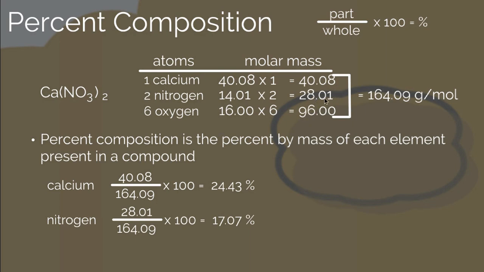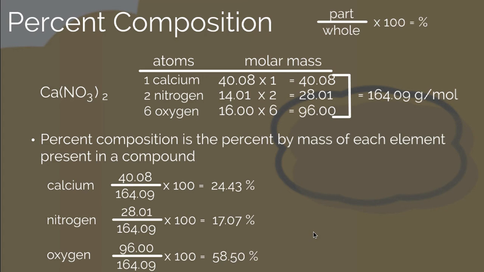For nitrogen, again, the total of nitrogen in that compound is 28.01 grams, and I divide that by 164.09, multiply that by 100, and I get the result of 17.07% for nitrogen. And finally, when it comes to oxygen, the mass that I have for that oxygen total is 96, and I set that over the mass of the compound, 164.09, multiply that by 100, and I get the result of 58.50%.